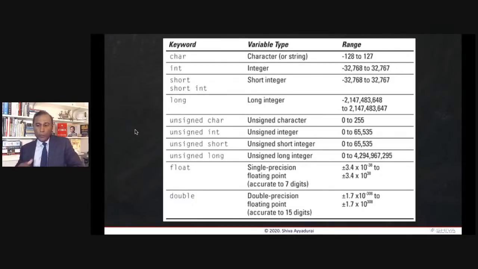So if you want to go beyond 32,767, you have to use something else called a long integer, okay? And a long allows you to go from minus 2,147,483,648 to 2 billion, and so on, okay? So the point is, before you can manipulate variables, you have to say to the computer, this variable is this type. And you can see, so on.